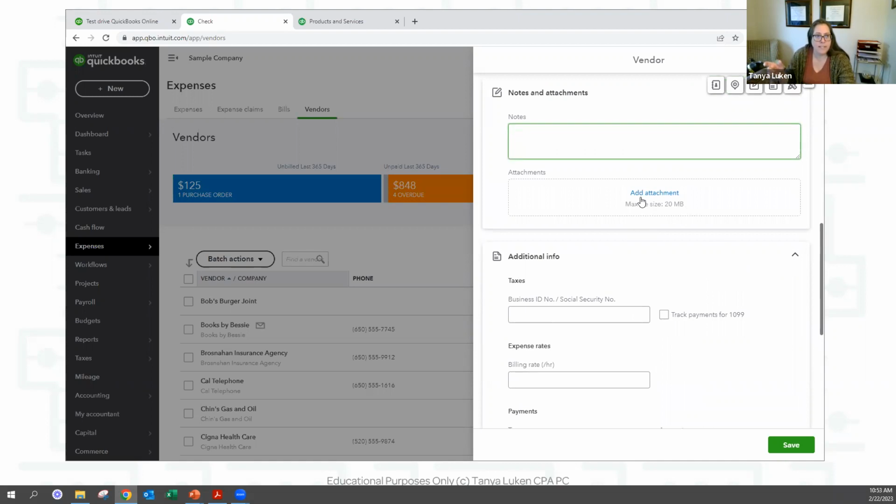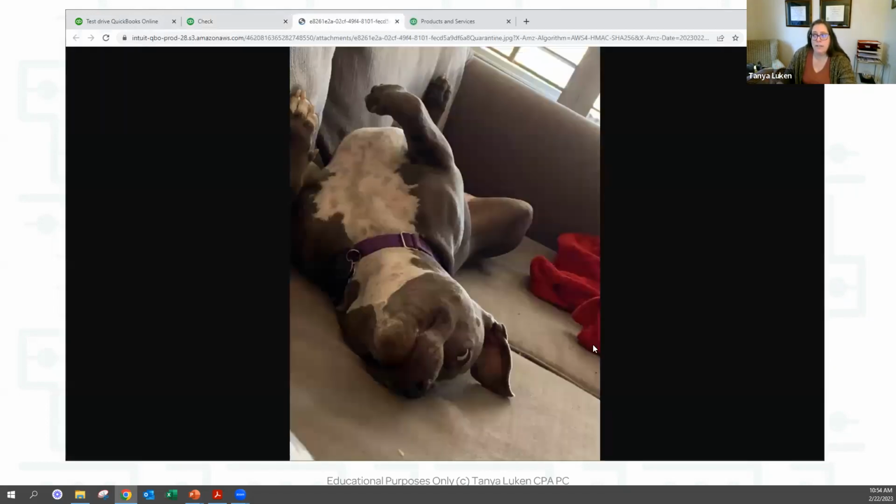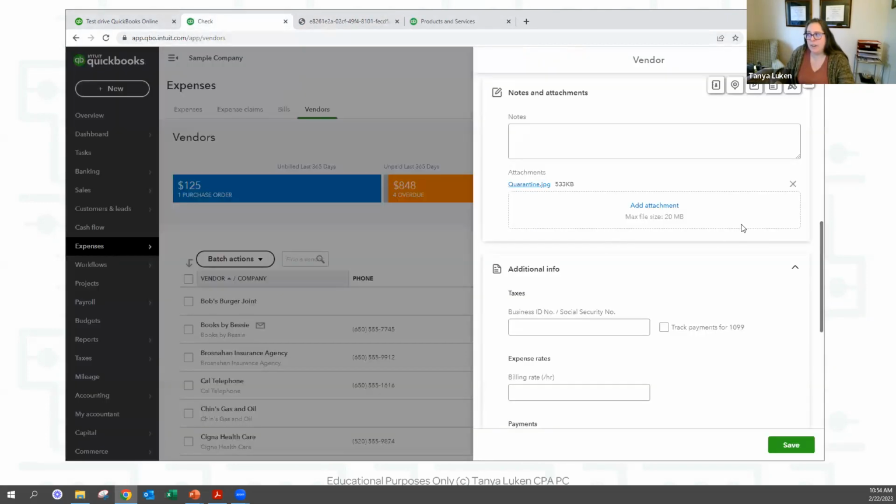This attachment, this is the part where we talked about attaching things. If you had a contract with this vendor, you could add it here. Let me see if I can find something to attach. If you had a contract with them, you would attach it. If you had a W-9, you would attach it. So you would want to attach your W-9s. The nice thing is that when you click on it later, it'll open. This was her being silly when we were in quarantine. You can open it later because it's going to stay attached to that vendor record.